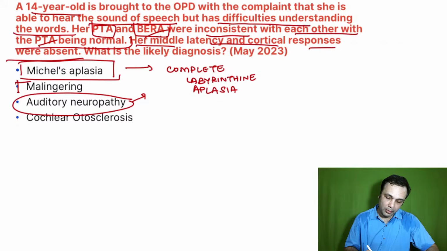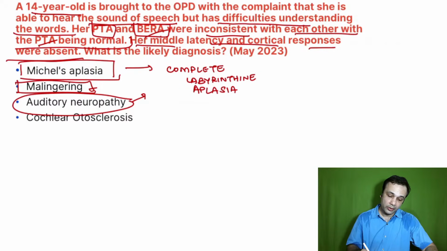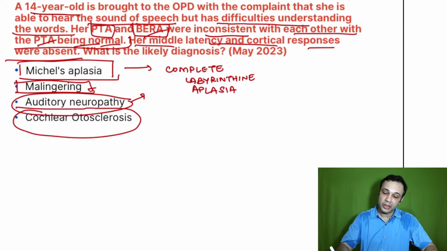Let's look at malingering. Malingering is out of the way altogether, right? In malingering, you will have a normal response in most of the cases. When you look at cochlear otosclerosis, once again you have a sensorineural hearing loss. The PTA will not be normal in this case. What is missing may be otoacoustic emission. This has not been mentioned here, right?